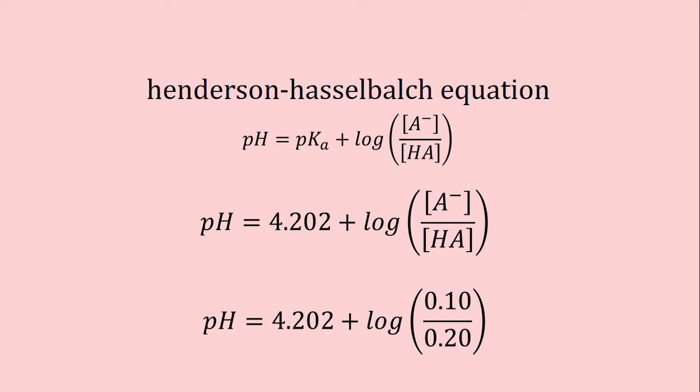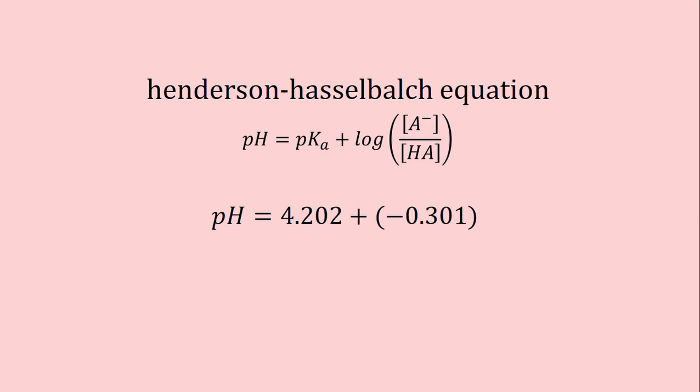4.202 plus the logarithm of the initial concentration of the conjugate base over the initial concentration of the acid. This gives us pH is equal to 4.202 plus negative 0.301, which gives us a pH of 3.901.